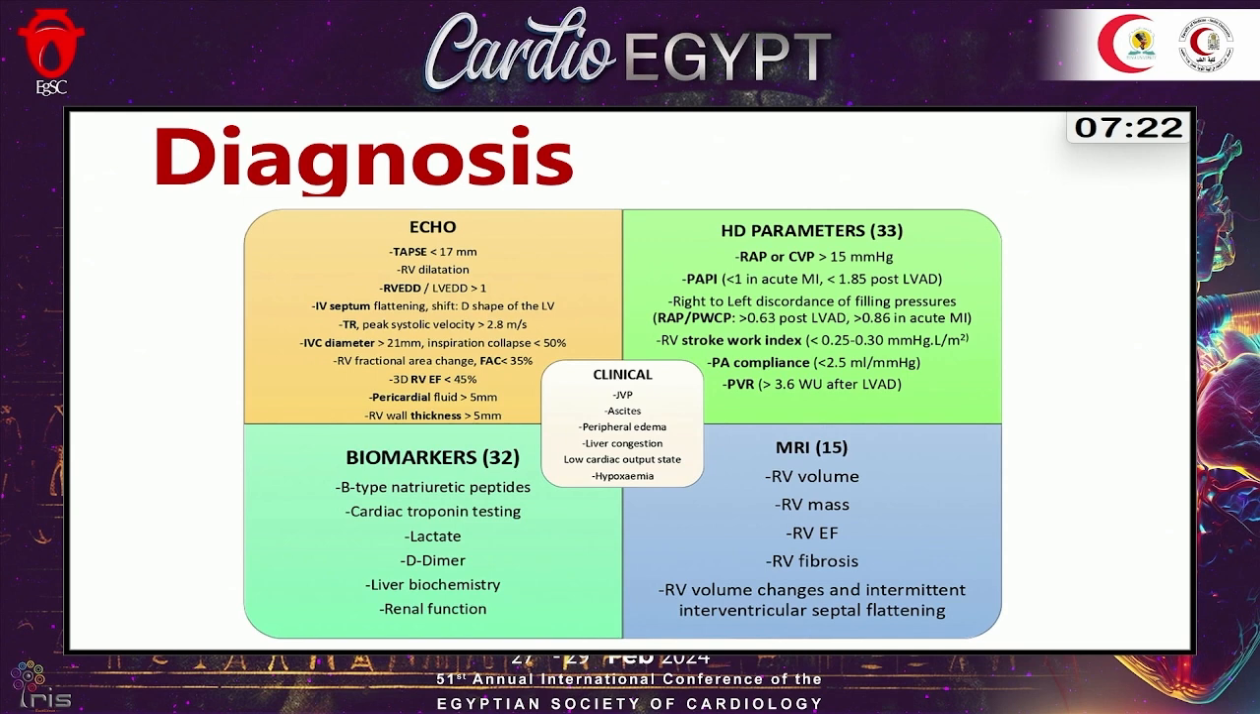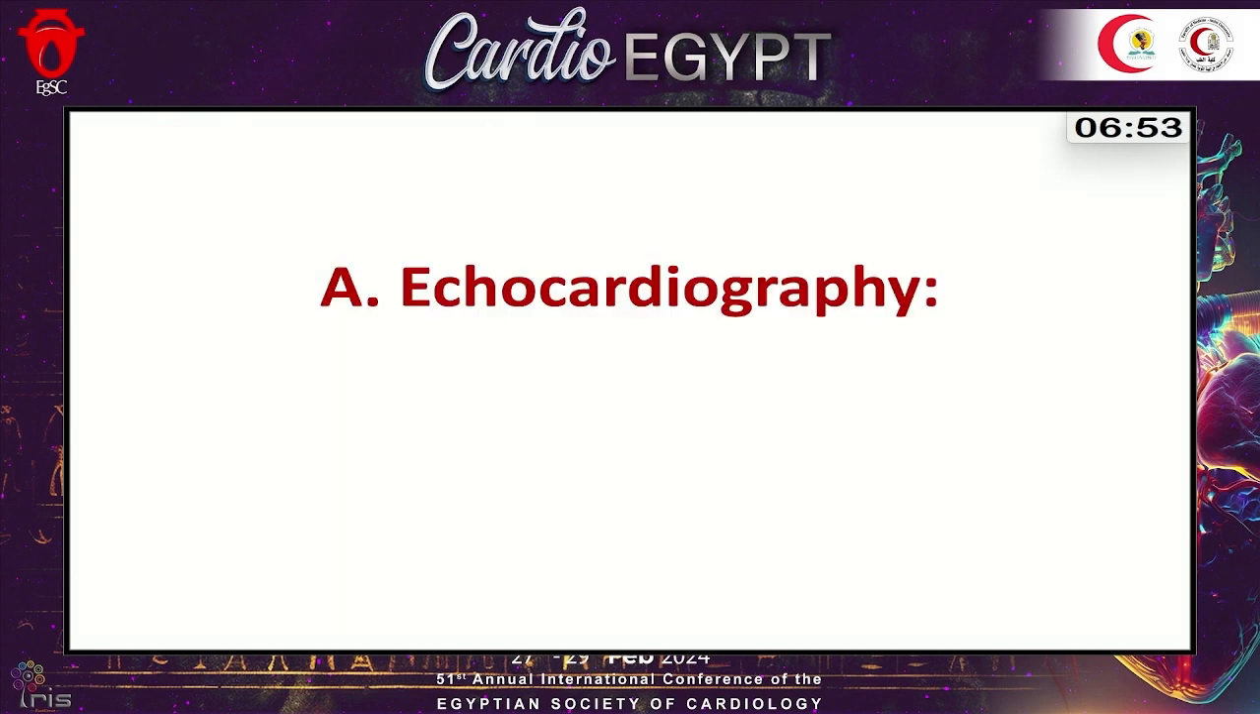The diagnosis of RV dysfunction in heart failure. Surely, clinically we can see the clinical manifestation together with the echo. We will see it in detail in the next few slides. Biomarkers elevation like BNP, cardiac troponin, lactate, and D-dimers. I will not focus on the hemodynamic parameters in this lecture, and the MRI to assess the RV volumes and the pattern of fibrosis, which will make us understand more the pathophysiology of the disease.